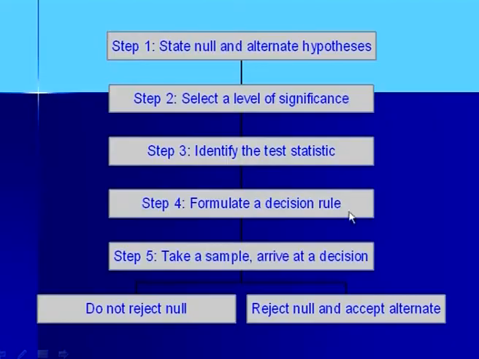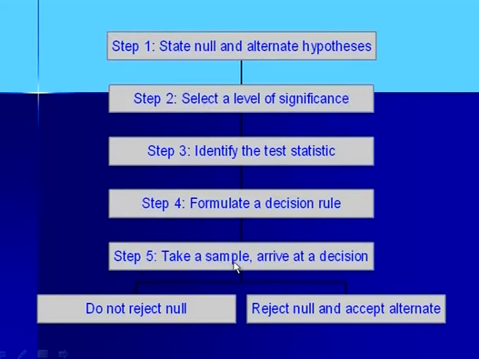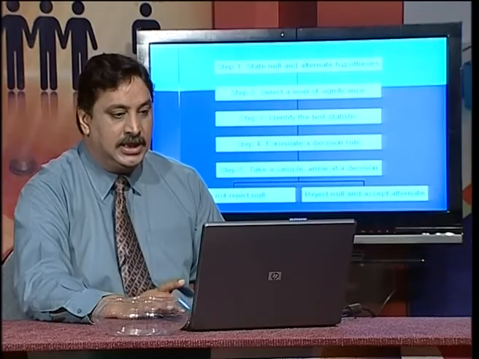Here we basically make a decision to accept or reject the null hypothesis. And in the last step, take a sample and arrive at a decision. In this step, basically we do not reject the null hypothesis, or we reject the null and accept the alternate hypothesis. These are the main 5 steps we basically use in testing of hypothesis.